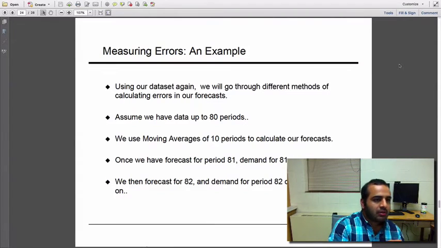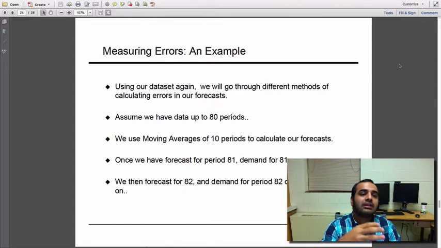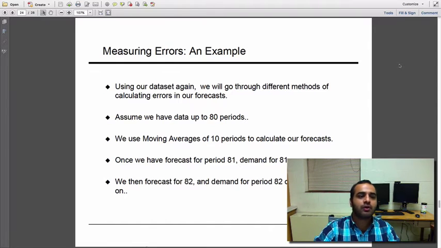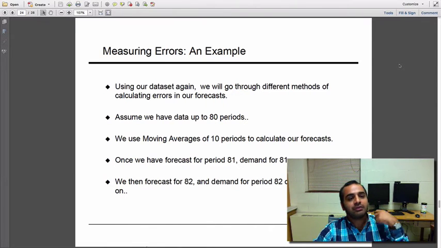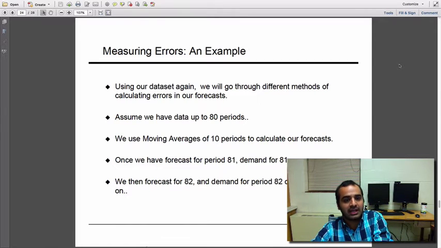All right, let's do a practice problem. Assume we have data for 80 periods. We'll be using a moving average of 10 periods to calculate our forecast for period 81 onwards. Once we have the forecast for period 81, the demand for period 81 occurs. Once we have a forecast for period 82, the demand for period 82 occurs, and so on. So we're able to calculate the errors by comparing the demands and forecasts over periods 81 through 100.